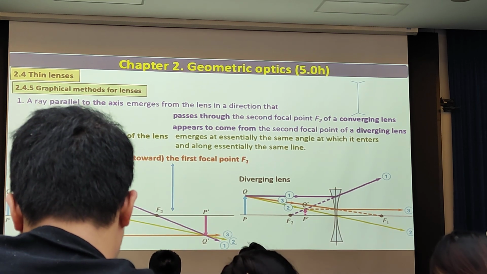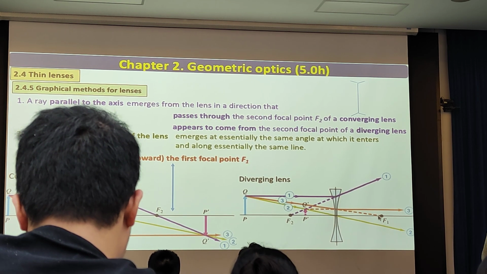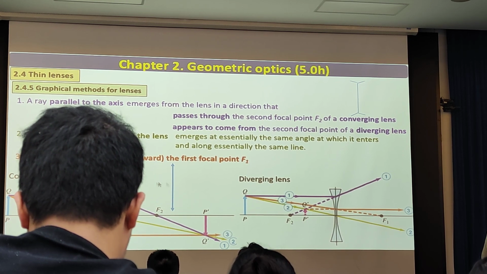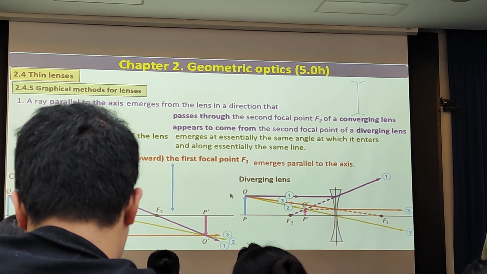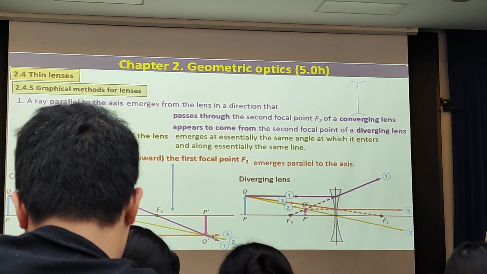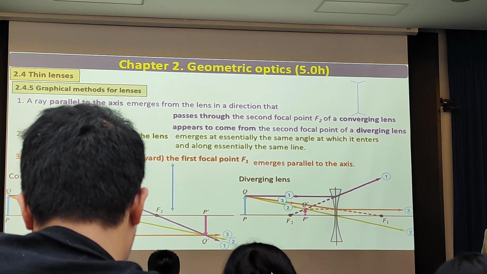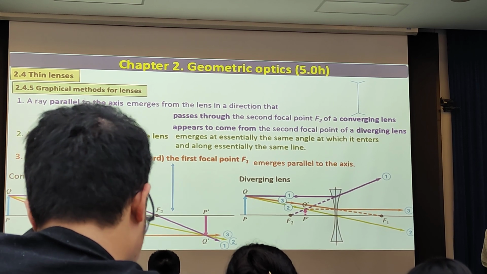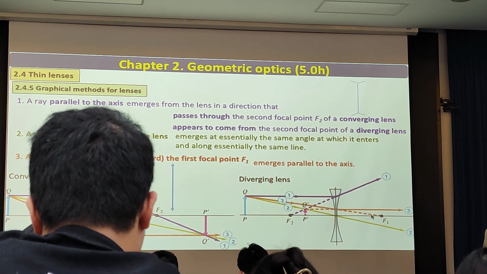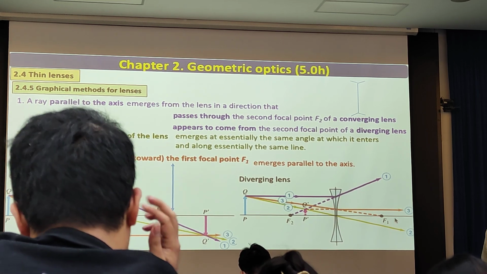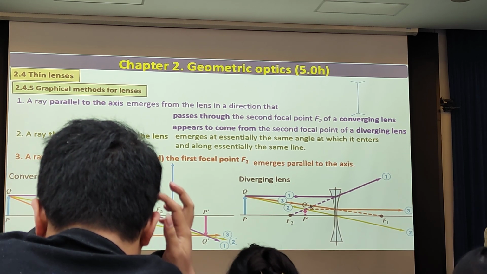A ray through, or proceeding toward, the first focal point F1. You see here, it's not true reality. That's why we say proceeding toward the first focal point F1. So it emerges parallel to the axis. Very clear, right? Through the first focal point and then parallel to the axis, and here, proceeding toward the first focal point, it emerges parallel to the optic axis. So that's the difference between these two kinds of lenses, so pay attention.